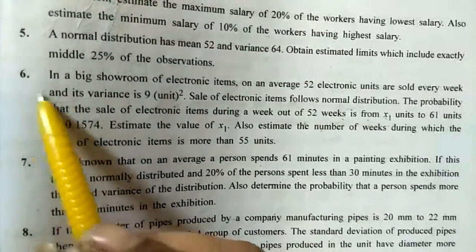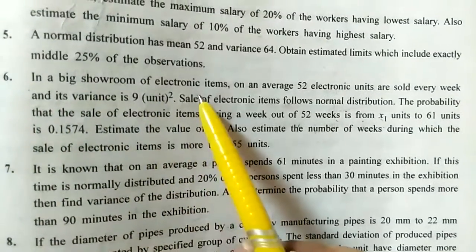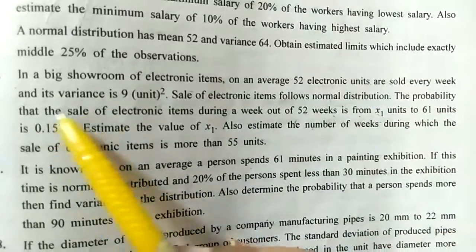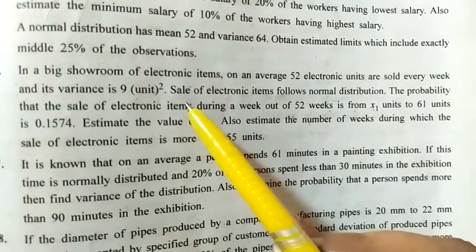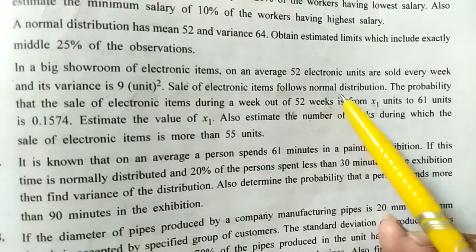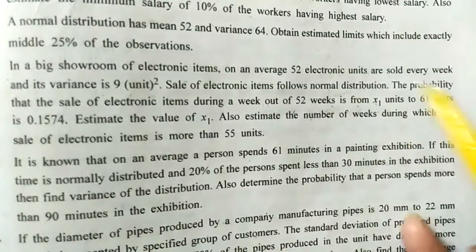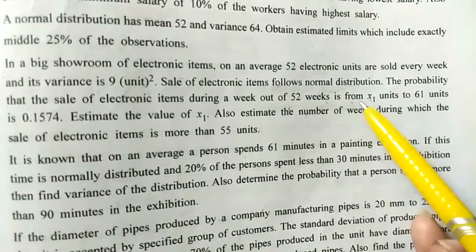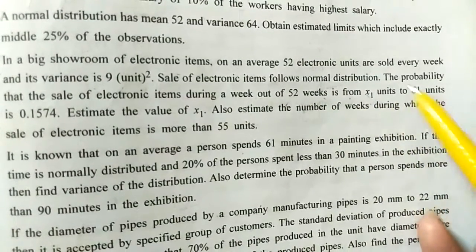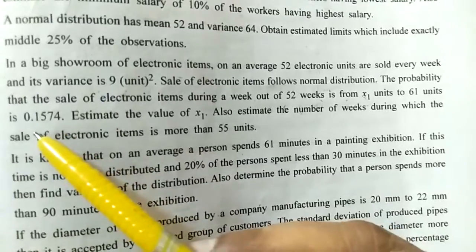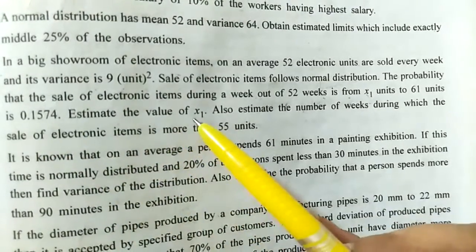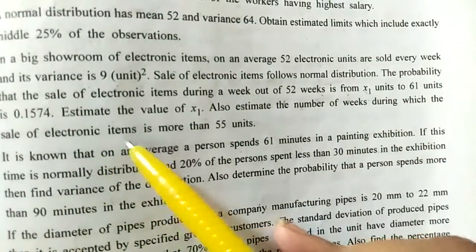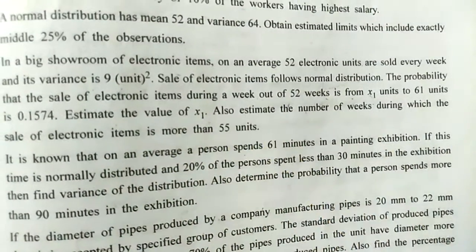Now next comes sum number 6. In a big showroom of electronic items, on an average 52 electronic units are sold every week and its variance is 9 units squared. Sale of electronic items follows a normal distribution. The probability that the sale of electronic items during a week out of 52 weeks is from x1 units to 61 units is 0.1574. Estimate the value of x1. Also estimate the number of weeks during which the sales of electronic items is more than 55 units.